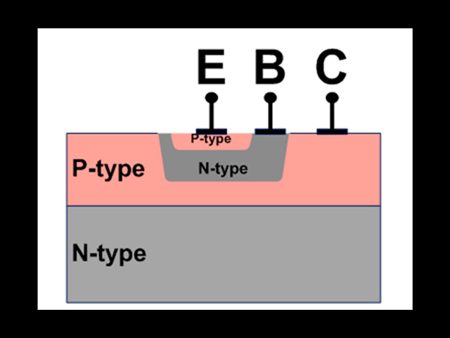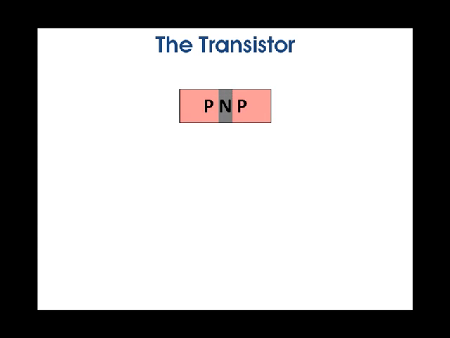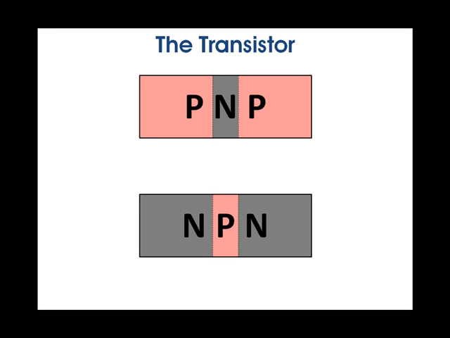Both configurations, PNP or NPN, have three connections: the emitter, the base, and the collector. The actual circuit symbol for a transistor will have an arrow representing the emitter. The direction of the arrow always points to the N-type material. So you see on the right, you have a symbol for a transistor, and the emitter has an arrow pointing to the base. The base is N-type material.